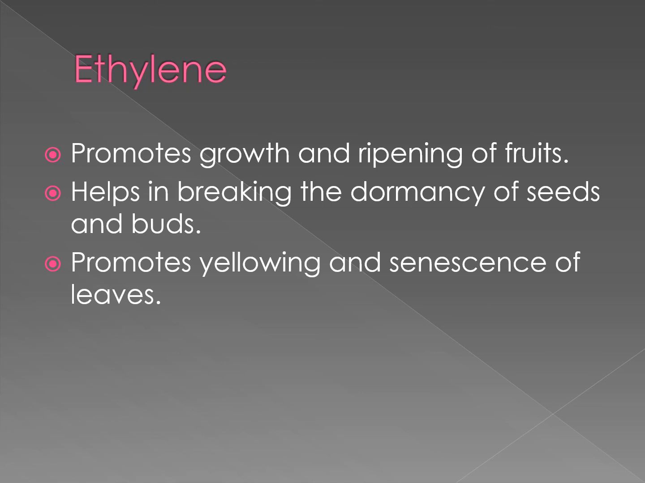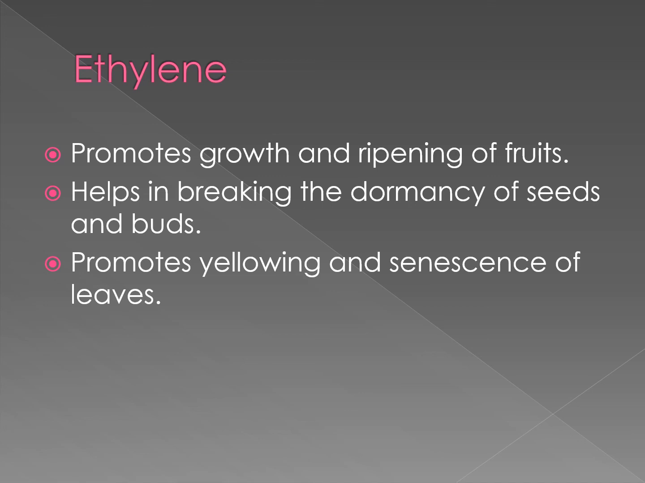Now the fourth plant hormone is ethylene. Ethylene promotes the growth of fruits, as well as causing the ripening of fruits. It also helps in breaking the dormancy of seeds and buds, and it promotes the yellowing and senescence of the leaves.